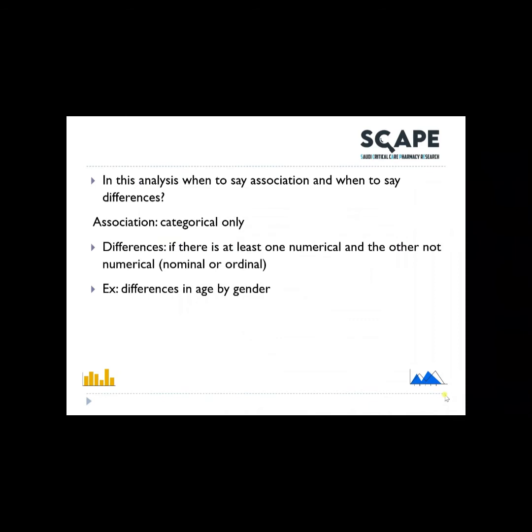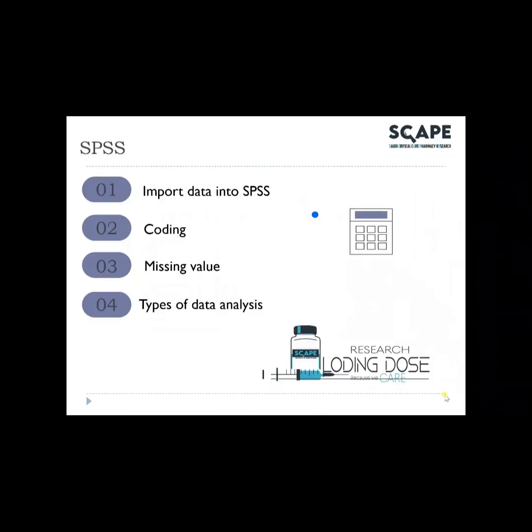It's very important to use a vague term. Make sure to say association. Association is a more vague term used to describe a relationship between quantitative variables, and difference is used if there is at least one numerical and the other not numerical. For example, if we are looking for a difference in age by gender.